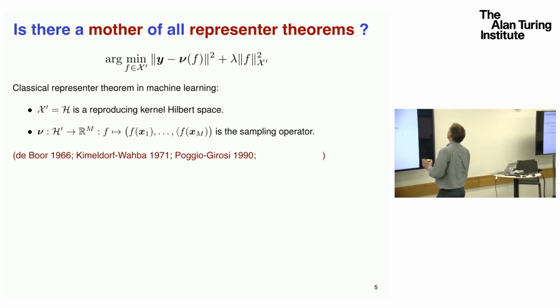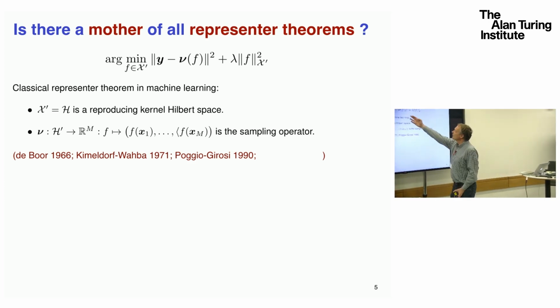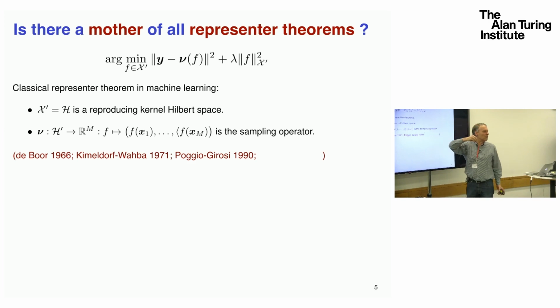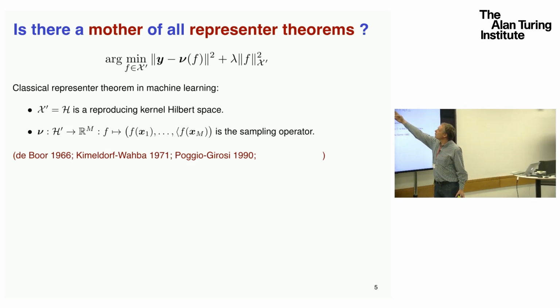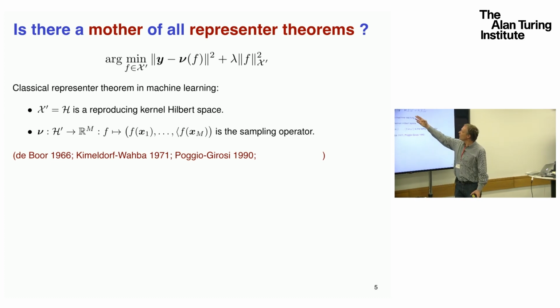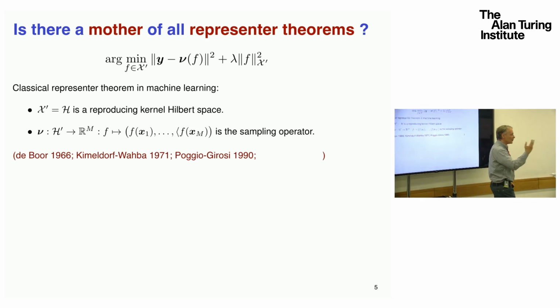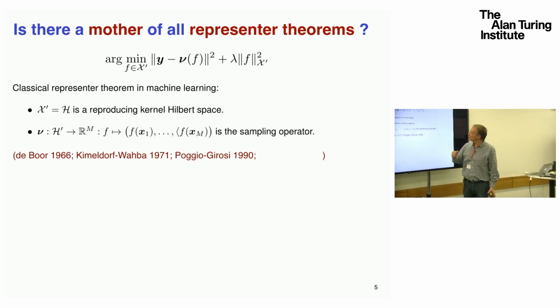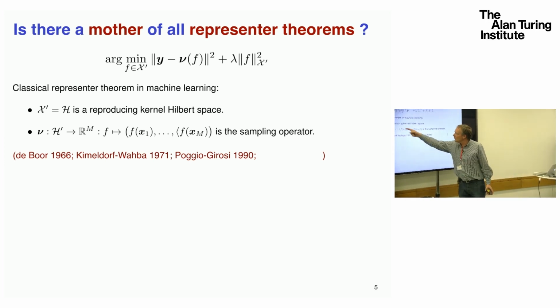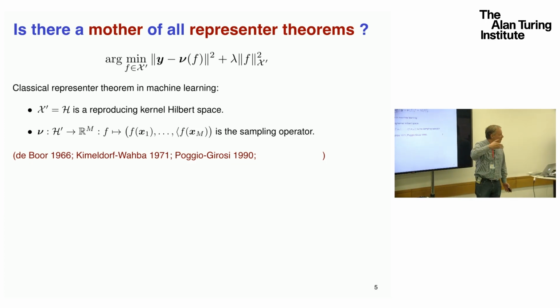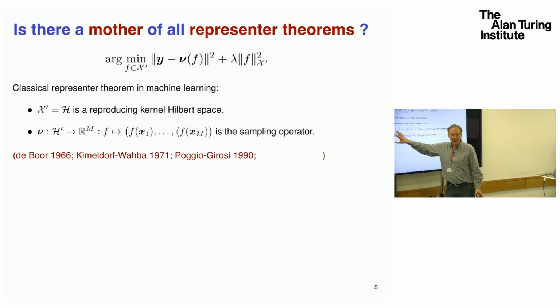Okay, what could we change here? I have y minus point values. Here maybe we could be a little more general and put linear functionals. And let's put here some squared norm. Now, in the classical representer theorem in machine learning, here I'm using x prime, but in classical machine learning this x prime would be just H, the Hilbert space with reproducing kernel. In classical machine learning, those are just point functionals here. And there are many people associated with this.